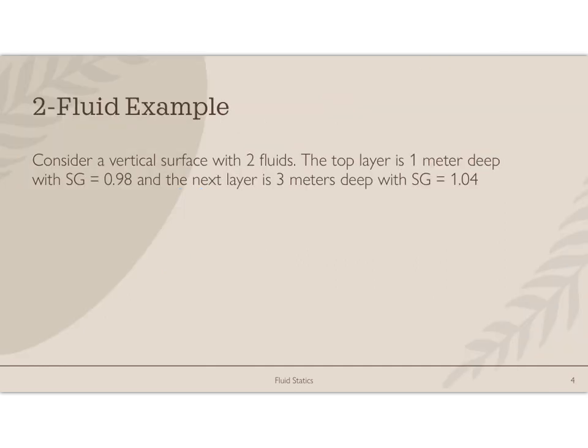So let's look at an example with two fluids. In this case, we're going to have a vertical surface that has two fluids. The top layer is 1 meter deep, with a specific gravity of 0.98. And the next layer is 3 meters deep with a specific gravity of 1.04. Now, let me just sketch this for you very quickly.